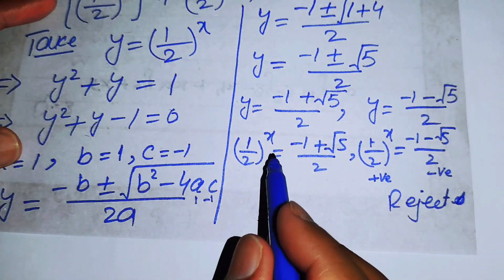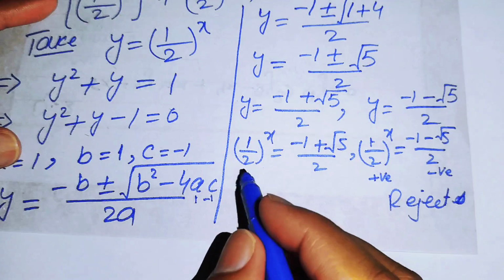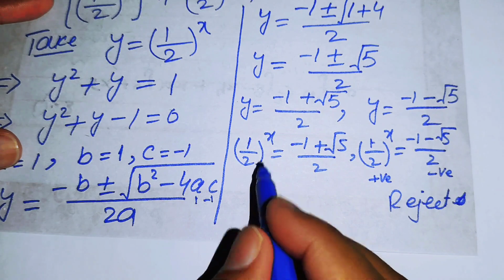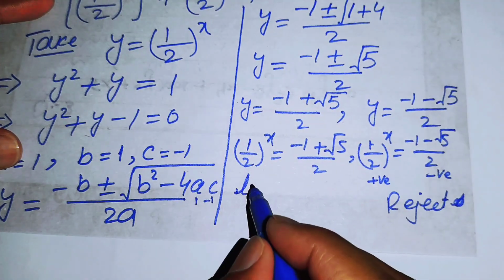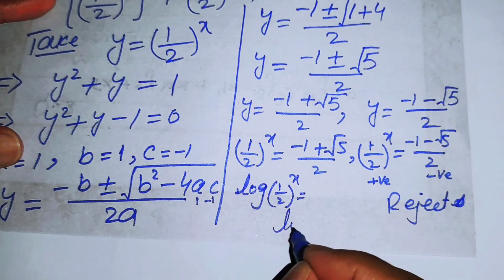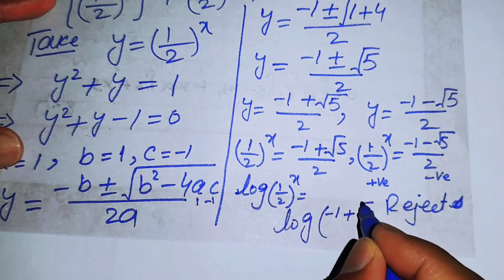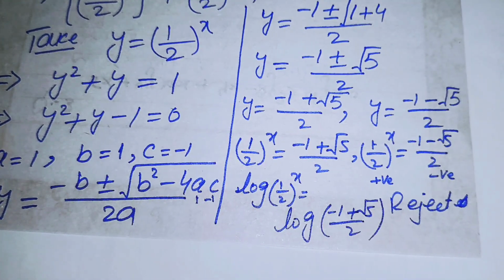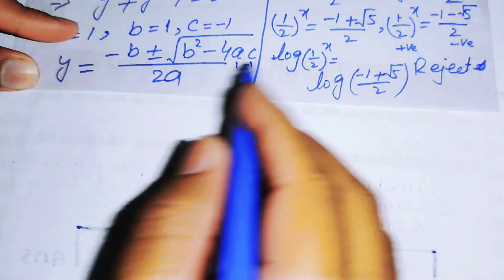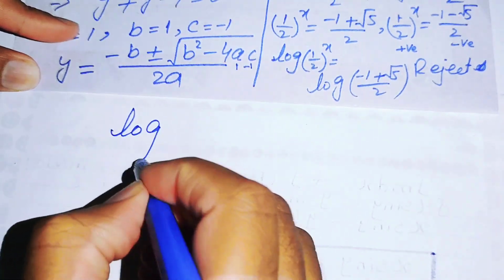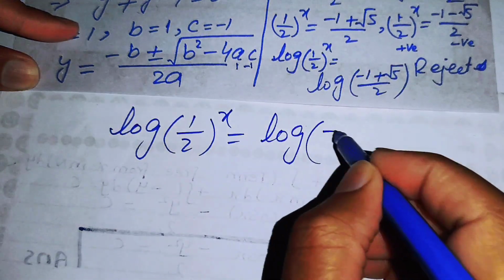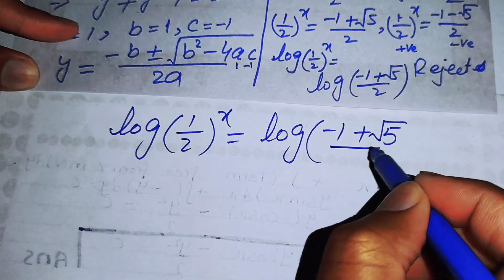And here you can apply the log on both sides in order to find the value of x. After applying the log, we can write it as log of 1 over 2 to the power of x is equal to log of minus 1 plus square root of 5 over 2. So here I can apply the property of log on both of the sides. I can rewrite this term as log of 1 over 2 to the power of x is equal to log of minus 1 plus square root of 5 over 2.